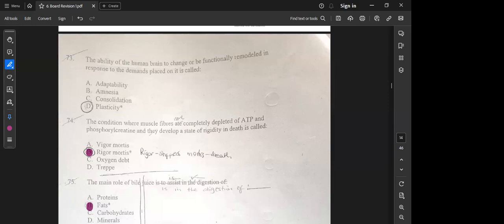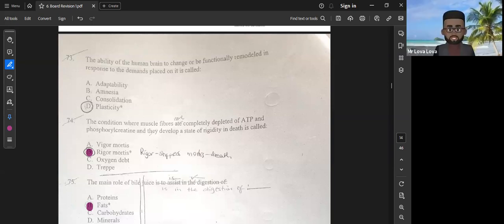Okay. Is Dana in the group? I don't know. Okay, we can continue. For number 73, we went with plasticity. That is the ability of the brain to change functionality, to change or be functionally remodeled in response to the demands placed on it. And I think now Dana can take over. There are some thirsty people in the chat.